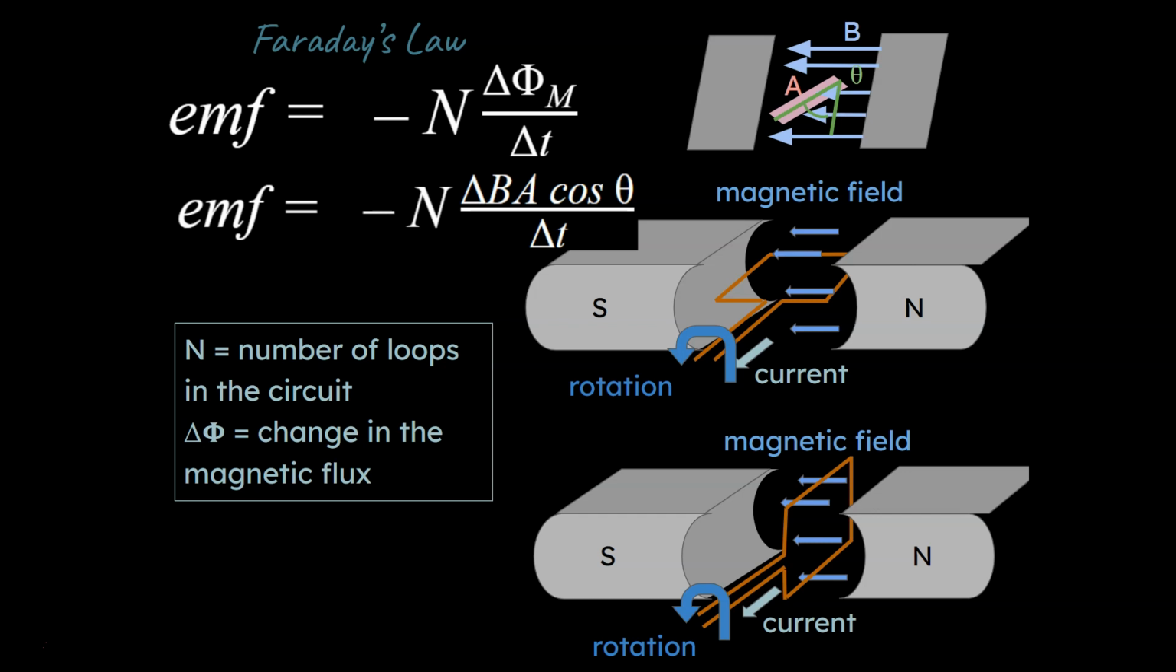Let's take a look at these variables here so we don't get overwhelmed. I know there's a lot on this page, but let's get to it. First of all, N just represents the number of loops that the electrons can go around. So we're talking about a loop of wire or multiple loops of wire.